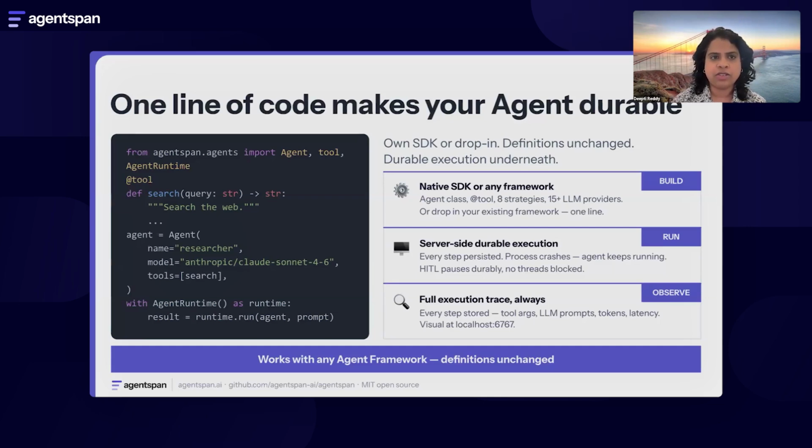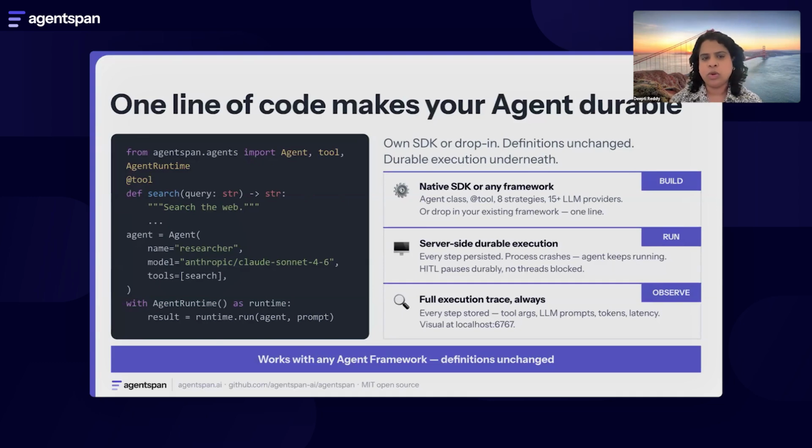So if you look at my screen here, you'll see that we have your agent along with the tools. The only thing you have to do is use Agentspan to import the runtime and then do runtime.run on your agent. And that is what makes it durable.